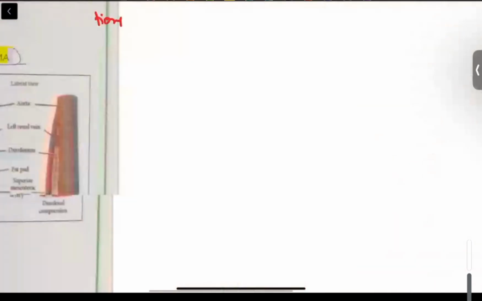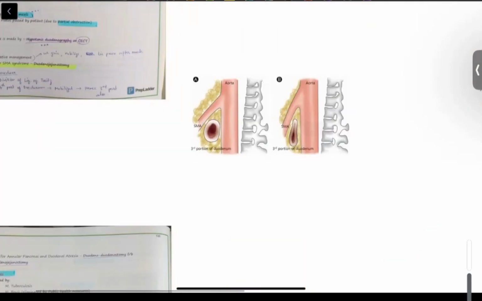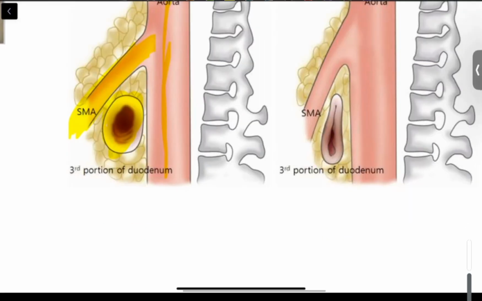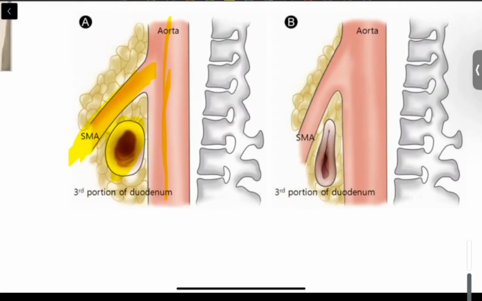Okay, how is this possible now? So this is the anatomy. Okay, now imagine a patient is standing, and this is his aorta, right? And the superior mesenteric artery arises from the aorta, and it is passing in front of the third part of the duodenum. So normally it should be like this. There is a certain amount of angulation between the aorta and the superior mesenteric artery, so that in between them there are structures which are healthy, normal.